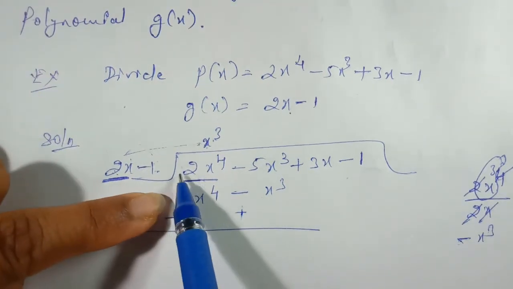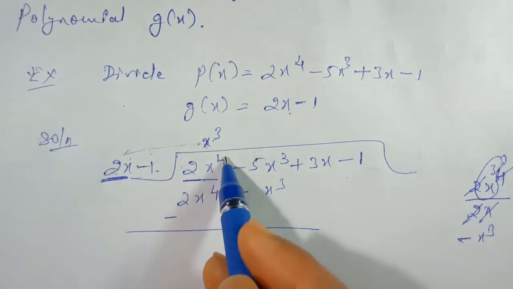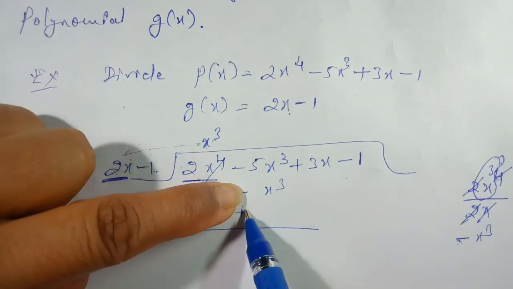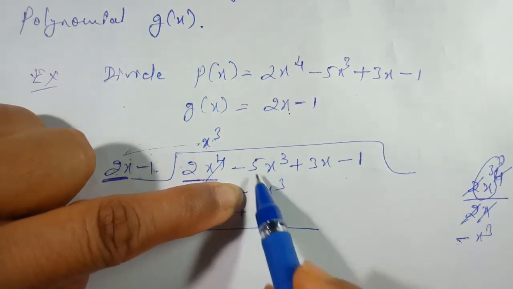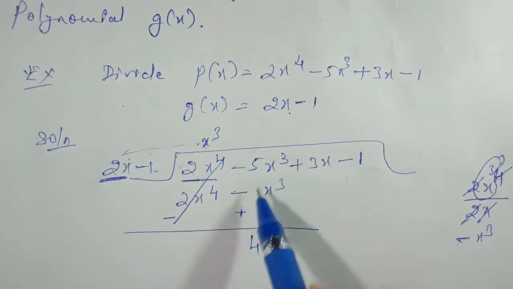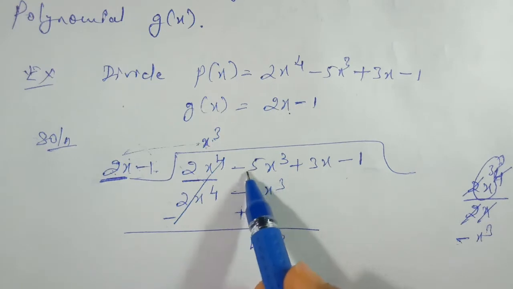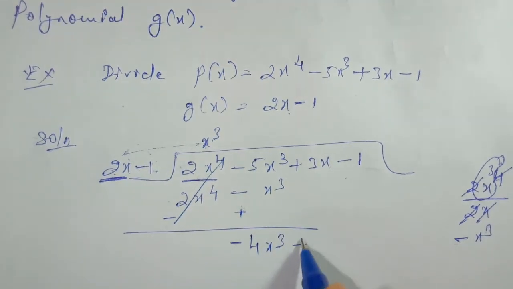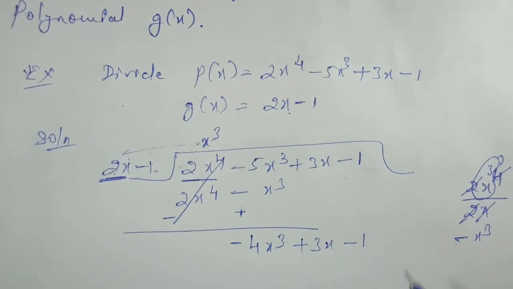It is plus minus, which means minus, so they will be cancelled, giving 0. Here we have minus plus minus, which means these two will be subtracted. So 5 minus 1 will give 4, and write x cube as it is. Check the larger number. Here the bigger number is 5, so it will have a minus sign. Note down the remaining terms, all the terms.